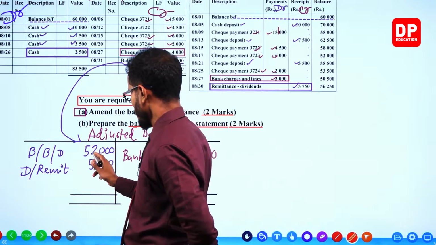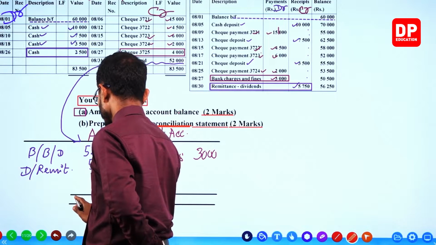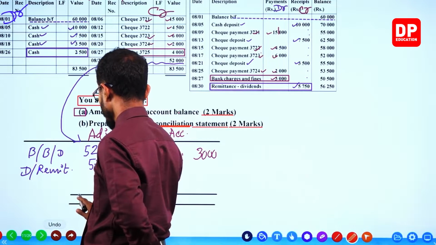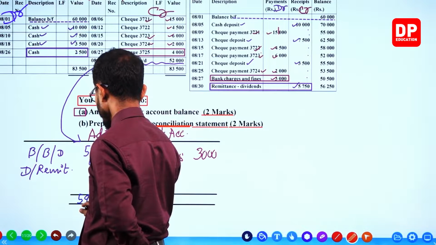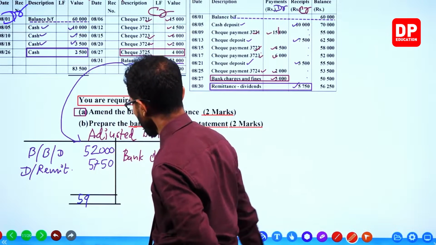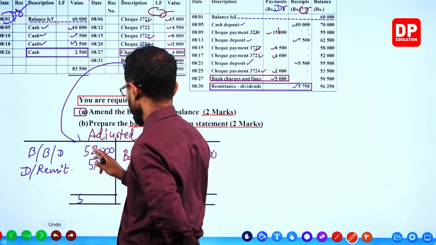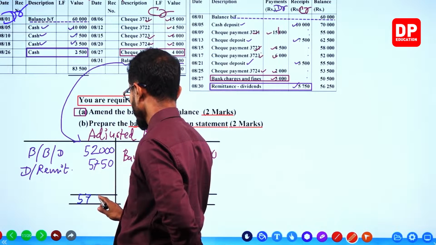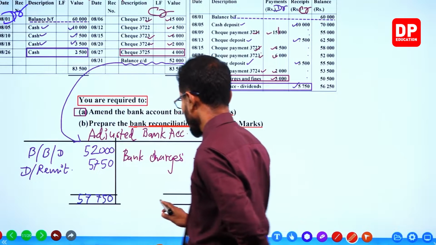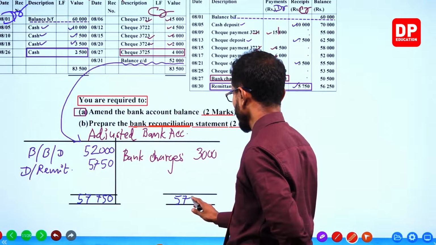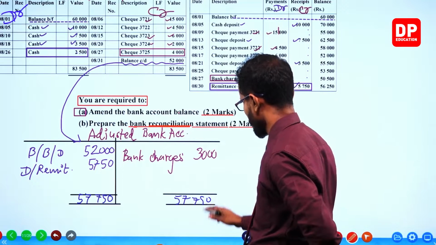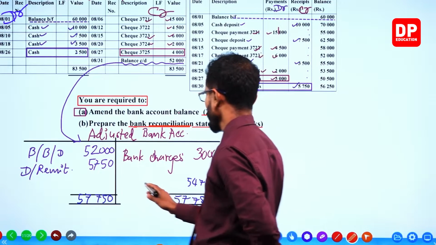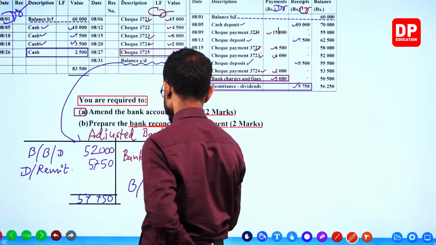Greater total. This side. 52,000 plus 5,750. No. 52,000 plus 5,000, 57,750. From that minus 3,000, 54,750. That is your balance carried down. New balance carried down.